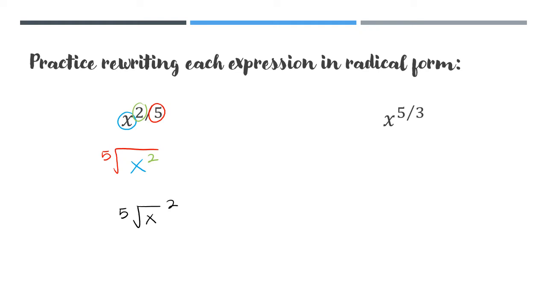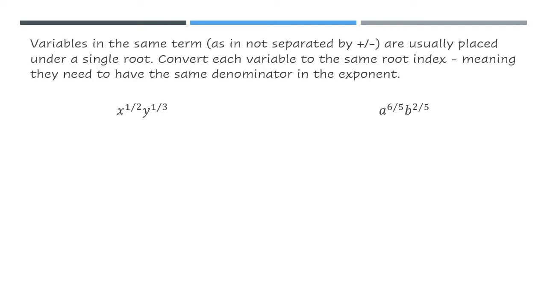We again are going to take our base and turn it into the radicand, but now we're talking about the cube root. So we'll have the cube root of x to the 5th, or the cube root of x, all to the 5th power. Okay, so when we are converting between exponential and radical form, we try to represent variables that are part of the same term, that is, not separated by addition and subtraction.